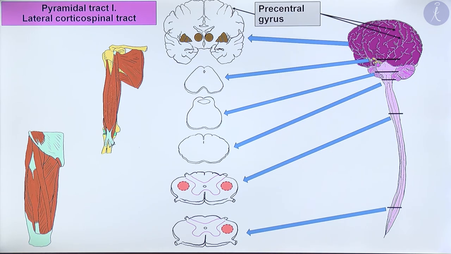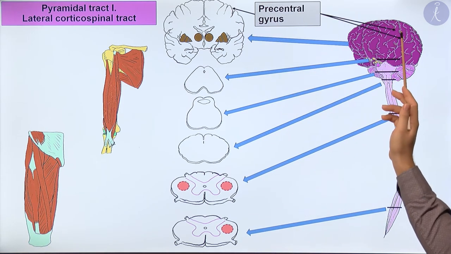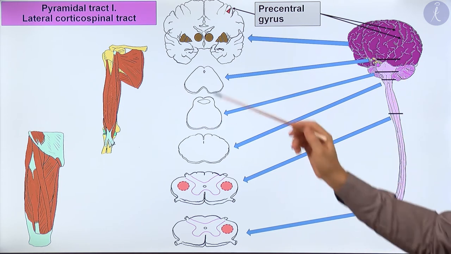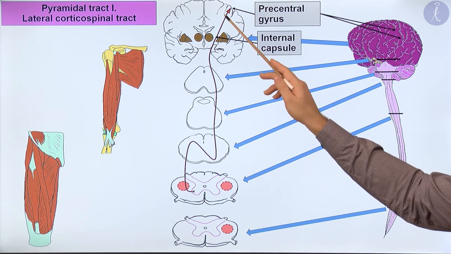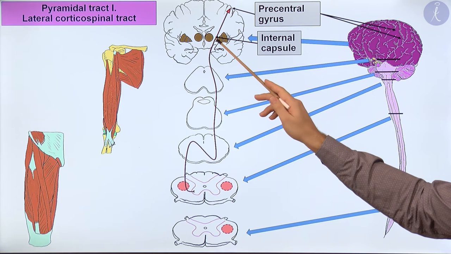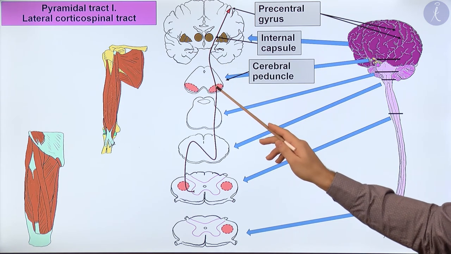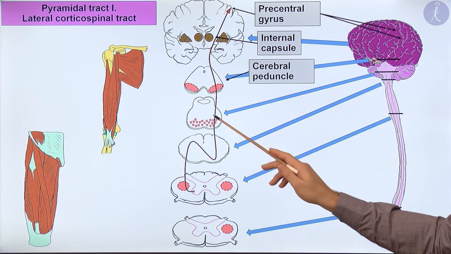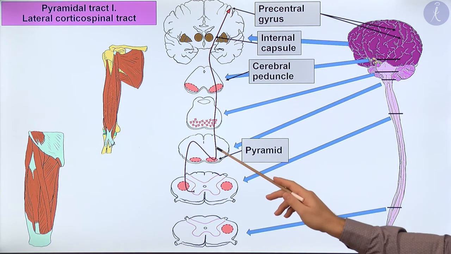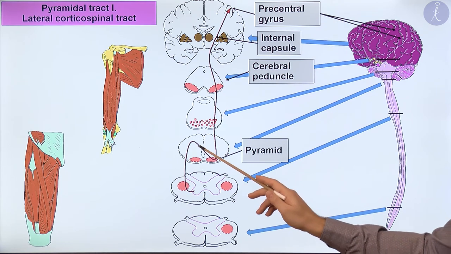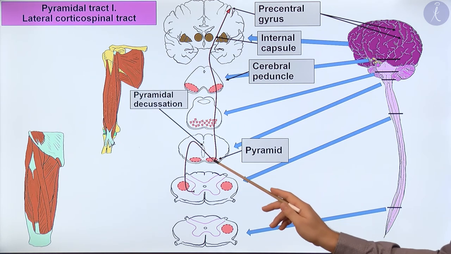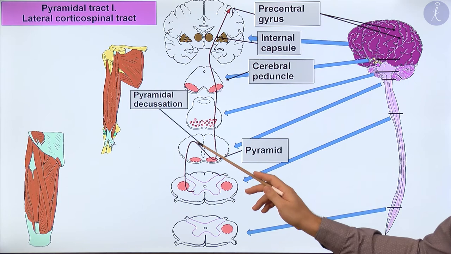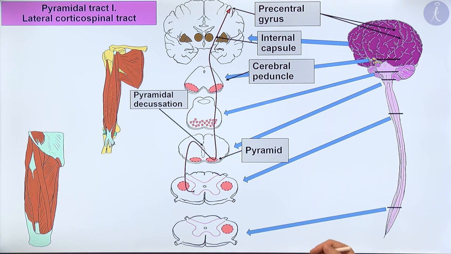The lateral corticospinal tract starts from the precentral gyrus with the first order neuron. The neuron axon goes through the internal capsule, then moves down via the cerebral peduncle and the pons. And practically at the level of the pyramid, it becomes curved and shifts to the contralateral side. This crossing of the neuron fibers or axons is together called the pyramidal decussation.